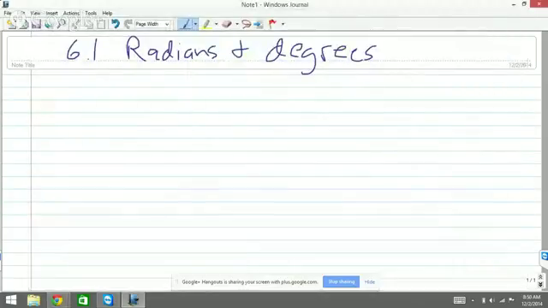Okay, we have to, so radians and degrees. You're used to working in degrees, but we have to lay a foundation.